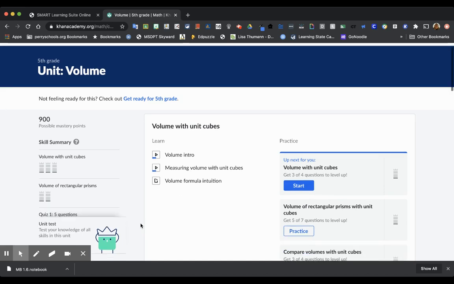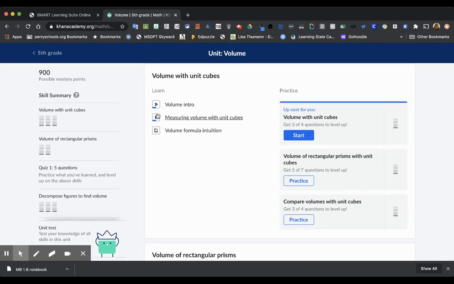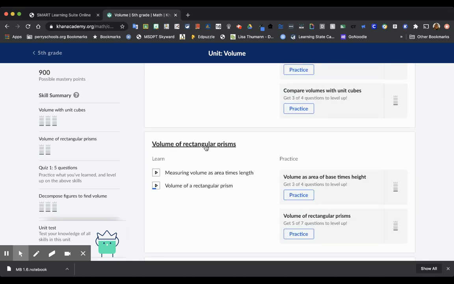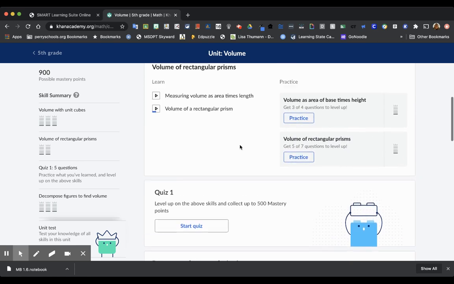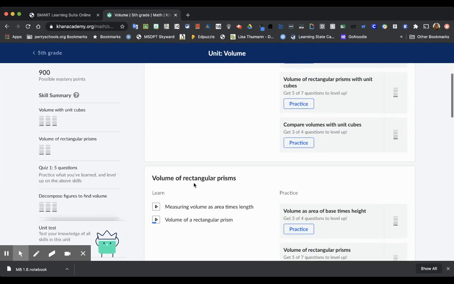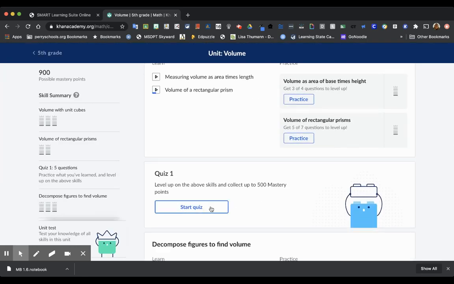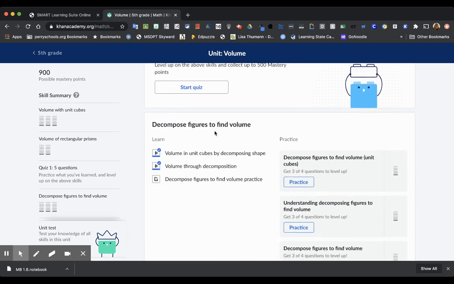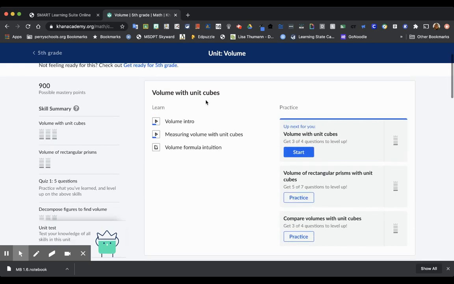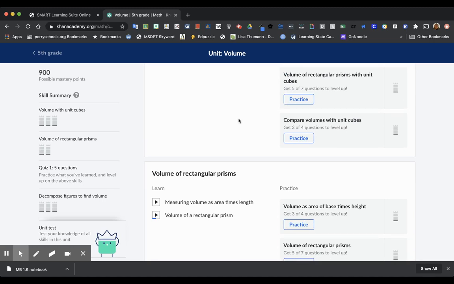And here you will find there are different videos and activities. You'll see that you can start and then you can do practice. So we have volume with unit cubes, and here we have volume of rectangular prisms. This is where I will want you to stop. I only want you working on volume with unit cubes and volume of rectangular prisms, and feel free to take the quiz to check your skills. Do not move forward to the decomposing figures yet. We will get to that later this week. But right now, I only want you focusing on volume of unit cubes and rectangular prisms.